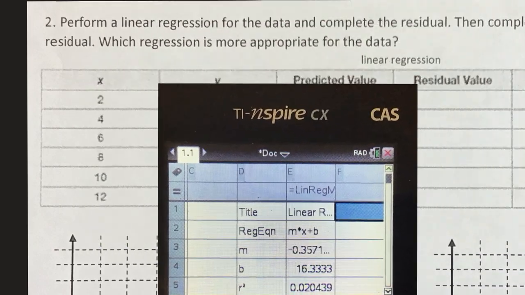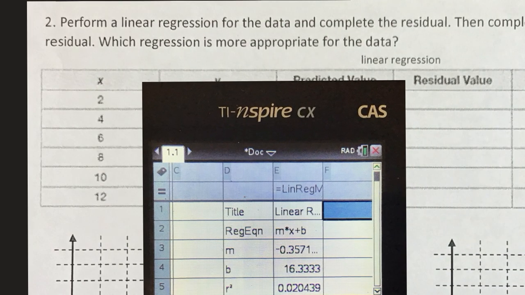So we're going to write this here. I want you to write this equation: y equals negative 0.357x plus 16.333.